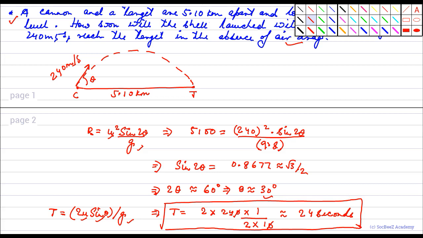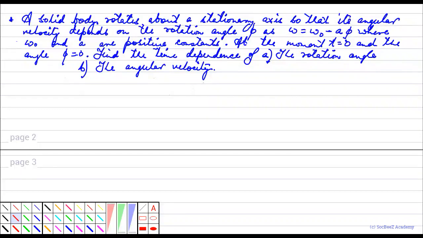Let us now move on to the next problem in the topic of kinematics, which is this: a solid body rotates about a stationary axis so that its angular velocity depends on the rotation angle phi as omega equals omega naught minus a phi, where omega naught and a are positive constants. At the moment t equals 0 and the angle phi equals 0, find the time dependence of the rotation angle and the angular velocity.